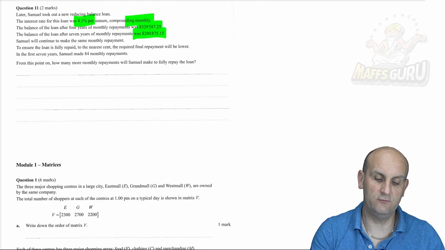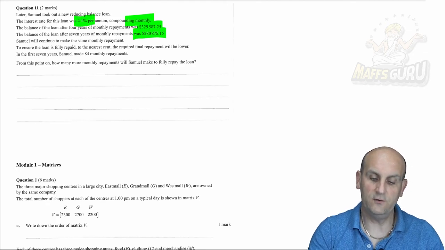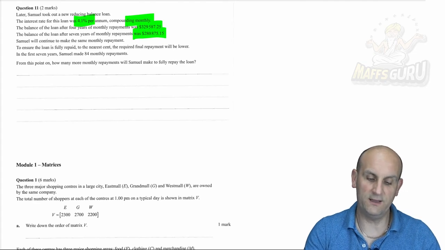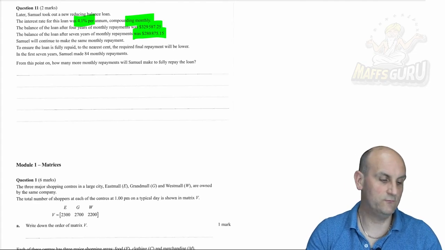The balance of the loan after 7 years of monthly payments was that, and Sam will continue to make the same monthly repayment. To ensure the loan is fully repaid to the nearest cent, the final balance will be lower. In the first 7 years, Sam makes 84 monthly payments. From this point on, how many more monthly repayments will Sam make to fully repay the loan?